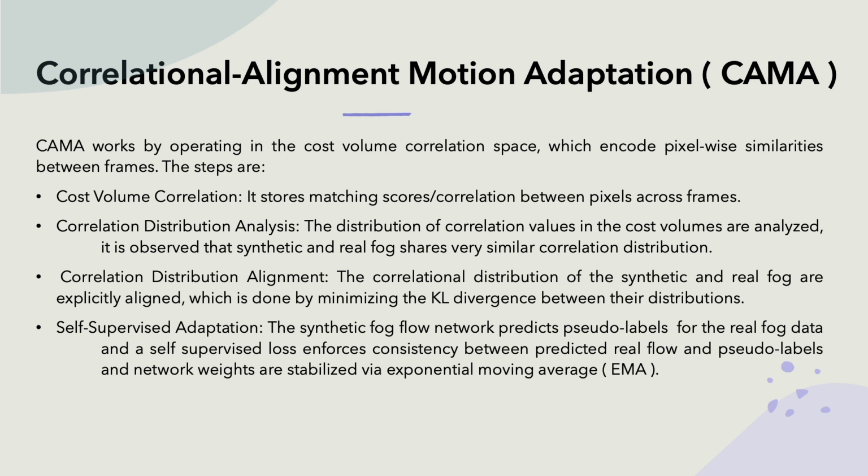Correlation distribution alignment. The correlation distribution of synthetic and real fog are explicitly aligned. This is done by minimizing the KL divergence between their distributions.